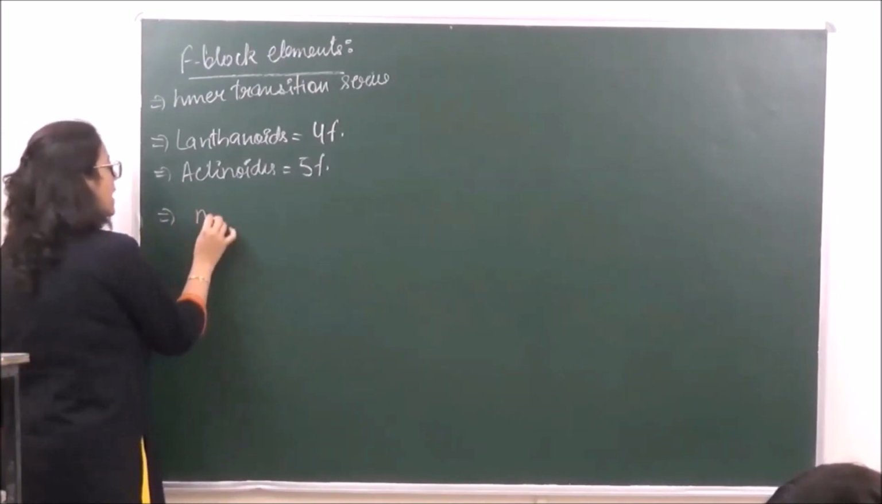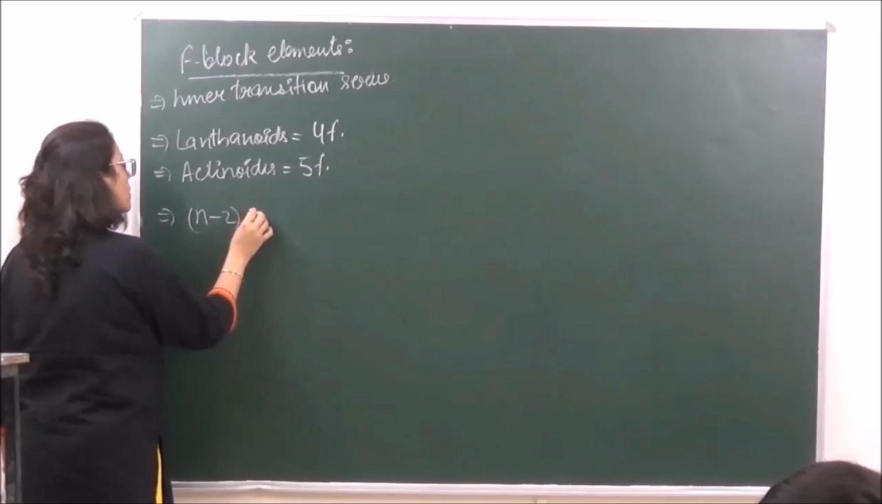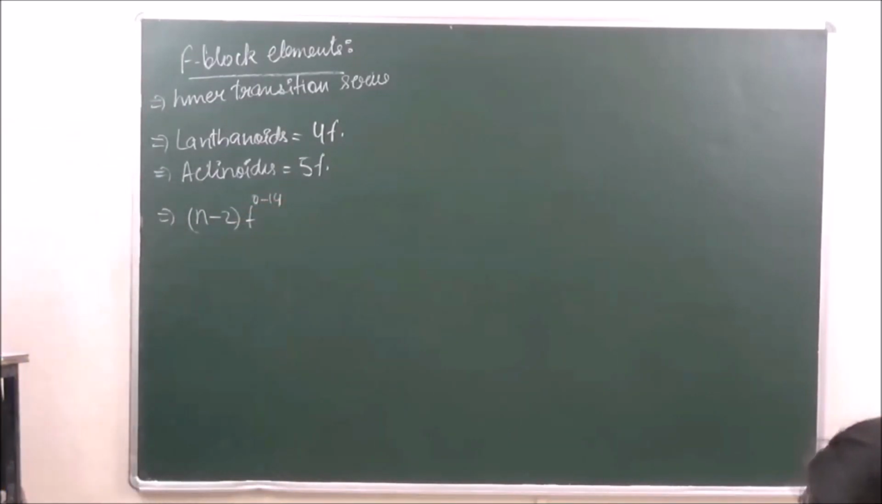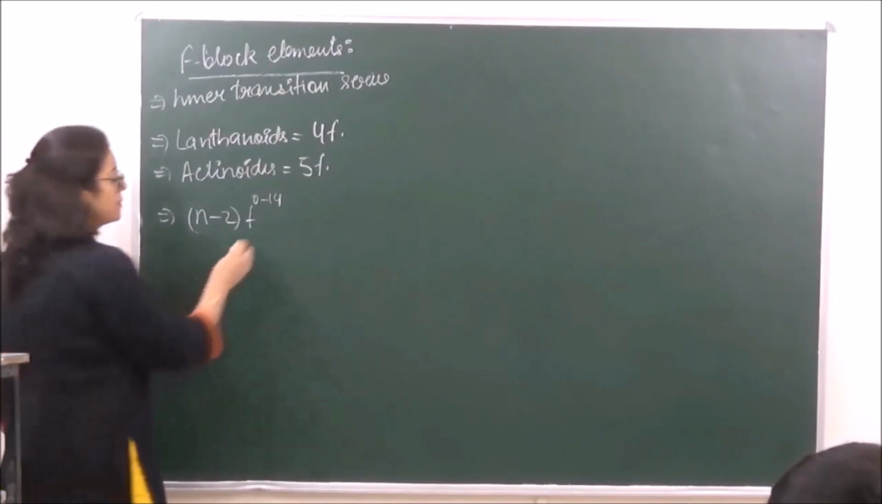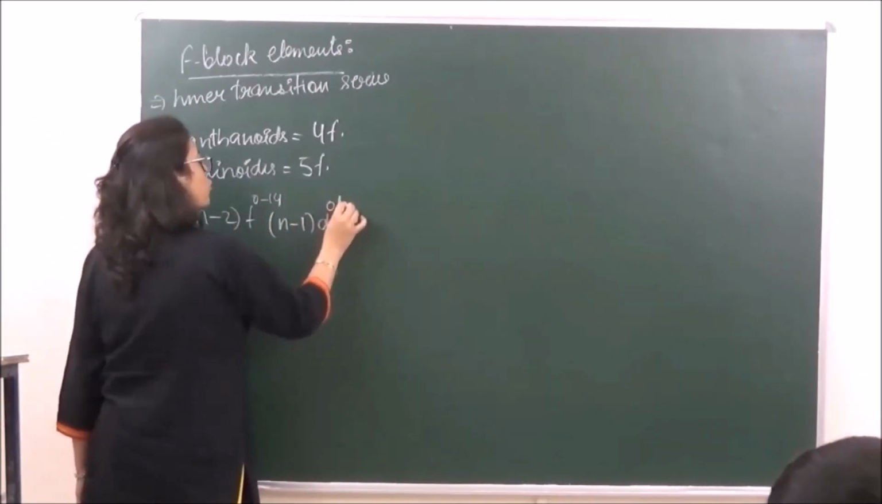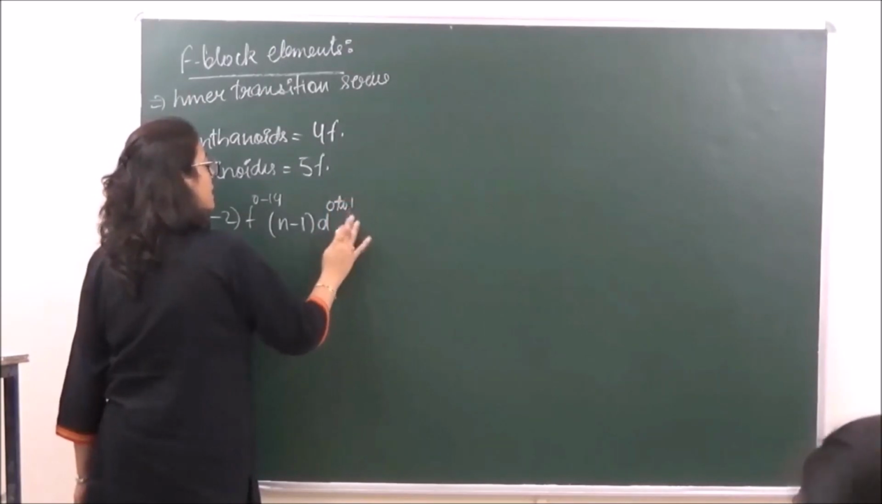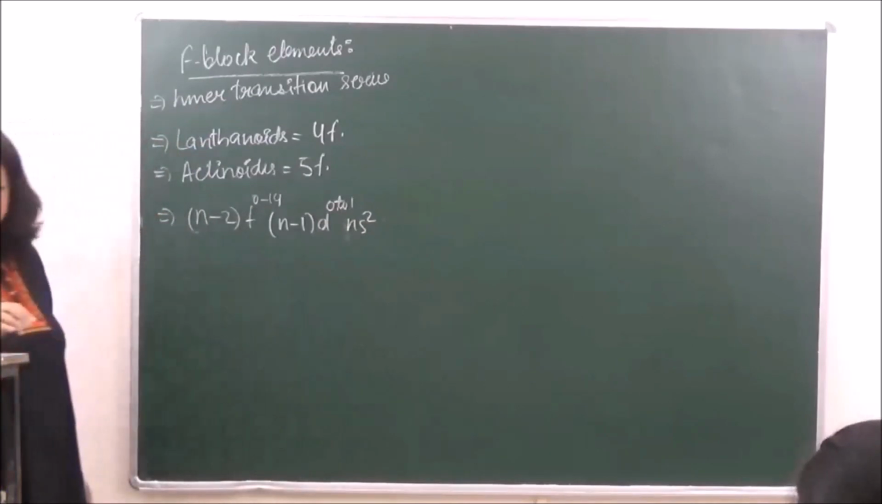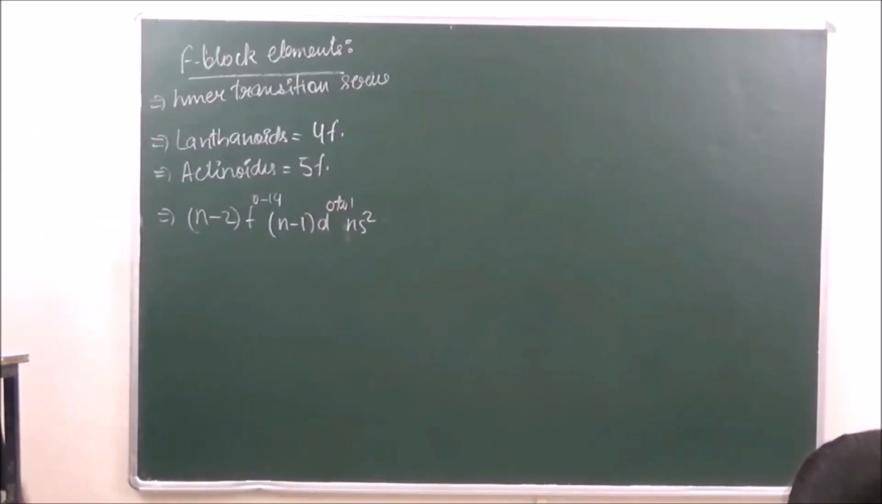So when we are talking of the general electronic configuration of this, the general electronic configuration is (n-2)f 0 to 14, (n-1)d 0 to 1 and ns2. This is the general electronic configuration. Right?